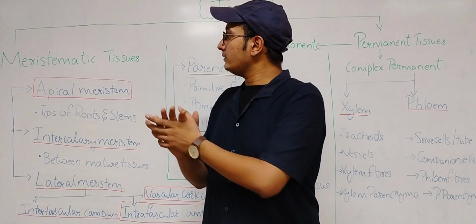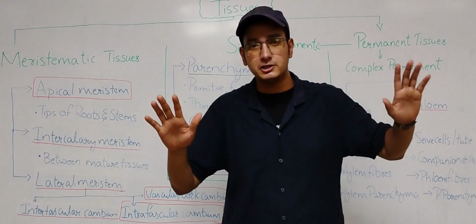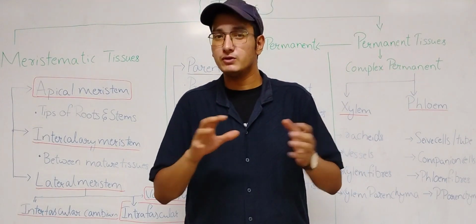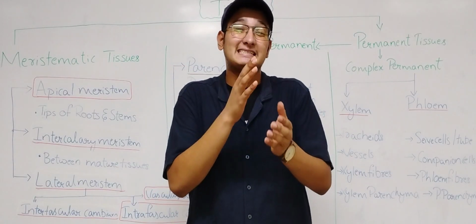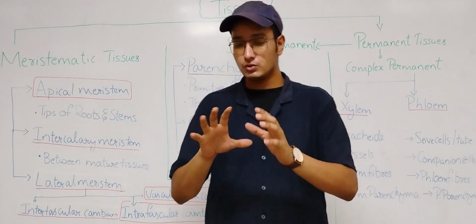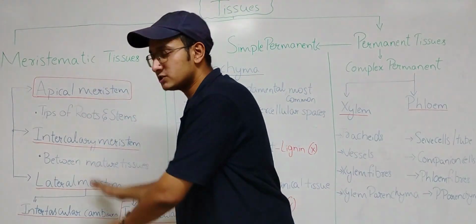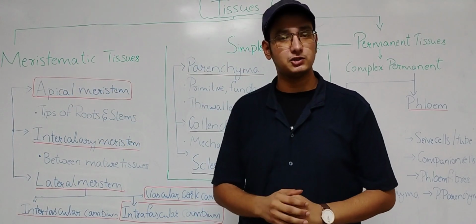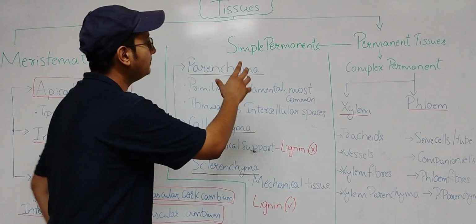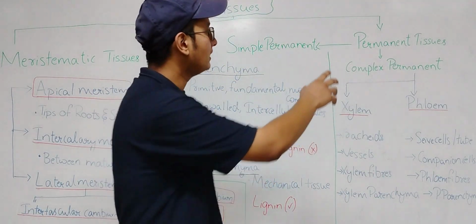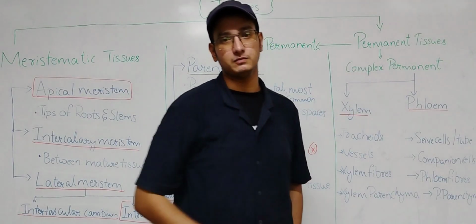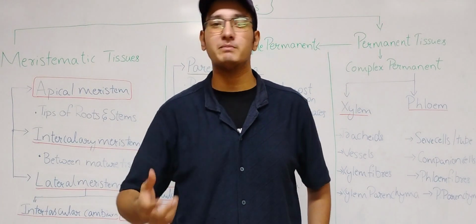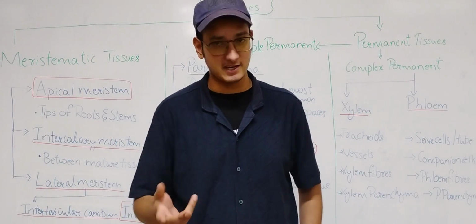Coming to tissues, there are many tissues, so it will be confusing for us to learn and remember. So let's divide them into groups. Let's suppose that the first group belongs to meristematic tissue, the second one belongs to simple permanent tissue, and the third group we will name complex permanent tissue. So it will be easy for us to remember and recollect all those things during exams.